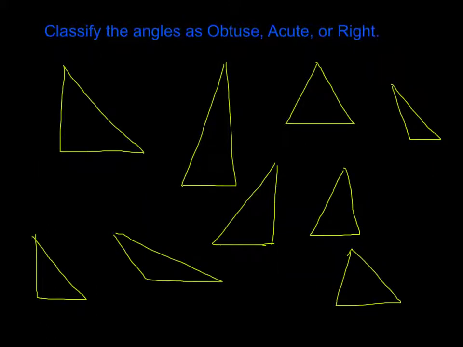So now we're going to classify these triangles as obtuse, acute, or right. And for this purpose, for obtuse, I'm going to use an O. And for acute, I'm going to use an A. And for right, I'm going to use an R.